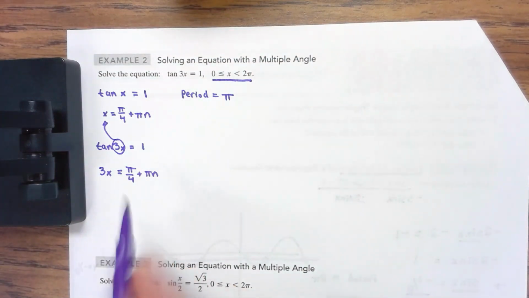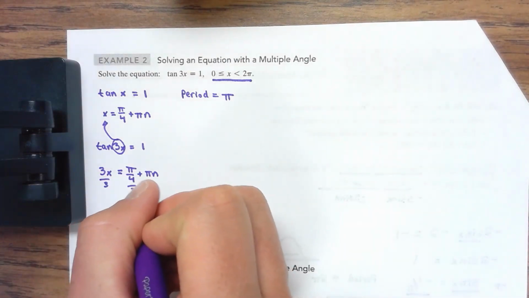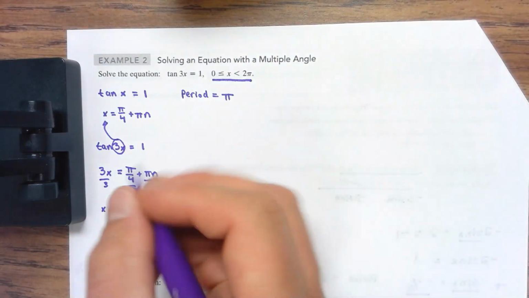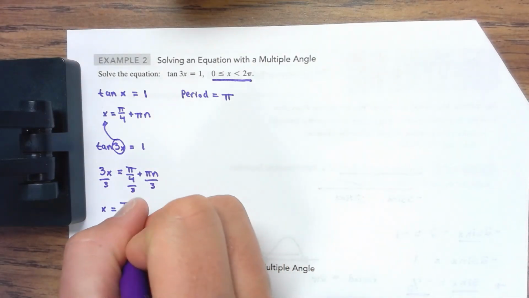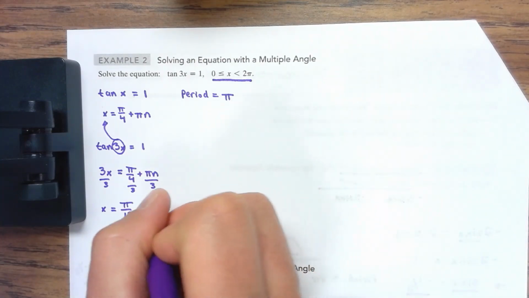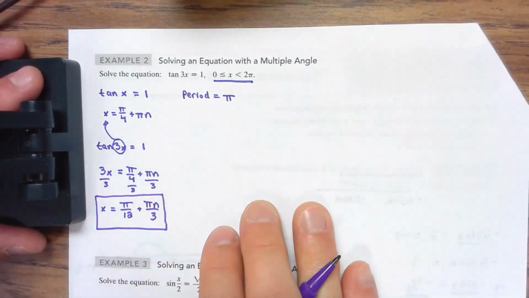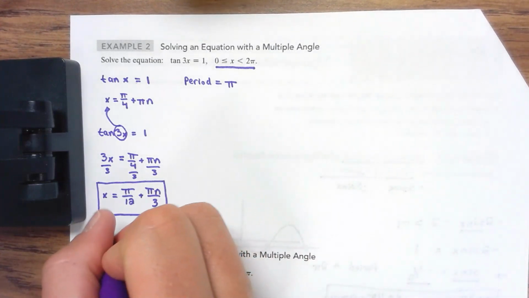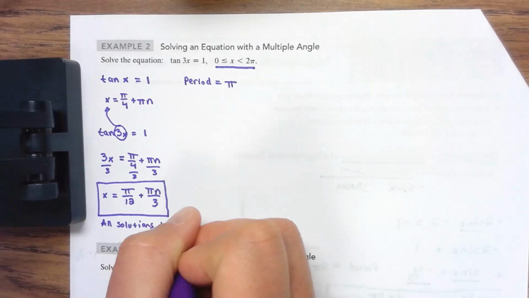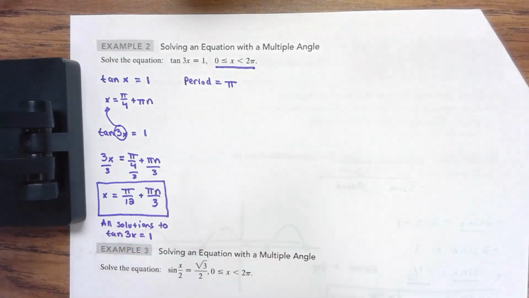And now our task is to get x by itself, which I'm going to do by dividing everything by 3. Making this x equals pi over 4 divided by 3 is pi over 12. And then pi n divided by 3 doesn't simplify, so we'll just leave it as pi n divided by 3. So this equation describes all solutions to tangent of 3x equal to 1.